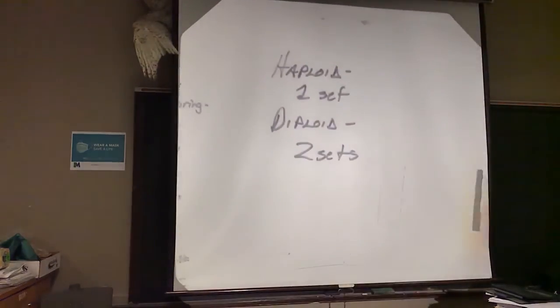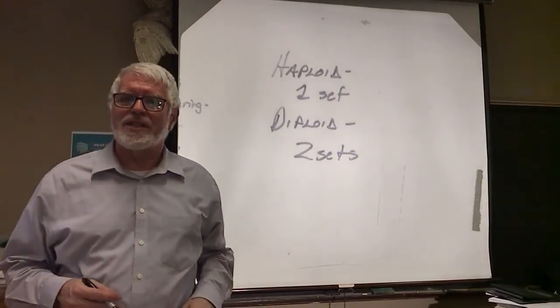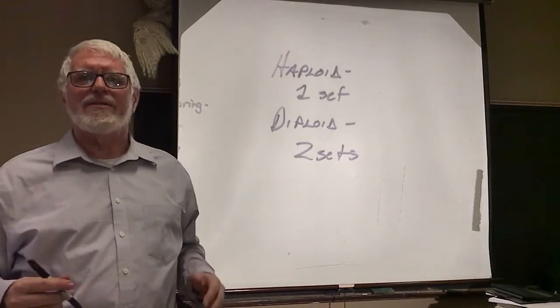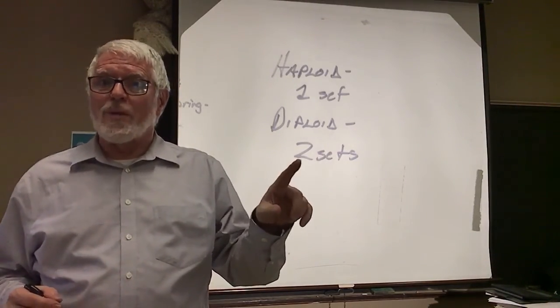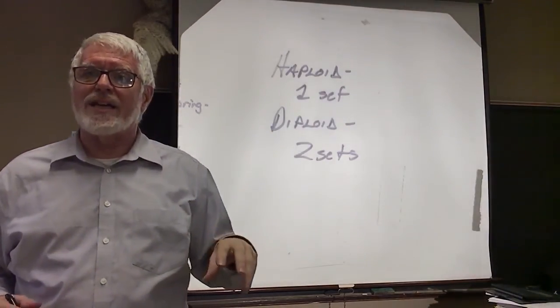One set of chromosomes is considered haploid. You occasionally see monoploid. They tried to change it to monoploid a bunch of years ago because that matches the Latin better, but it never caught on. And 2 sets of chromosomes is diploid. So 46 chromosomes is our diploid number. 23 chromosomes is what you get in a sperm or an egg cell.